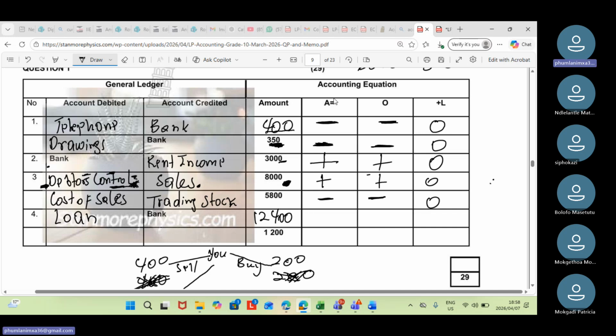What will happen now to the accounting equation? Assets are decreasing because bank is decreasing. Owner's equity, no impact on owner's equity. Liabilities are decreasing because we're paying a loan. We're reducing our loan. We're reducing our liability. We're reducing the amount that we owe.